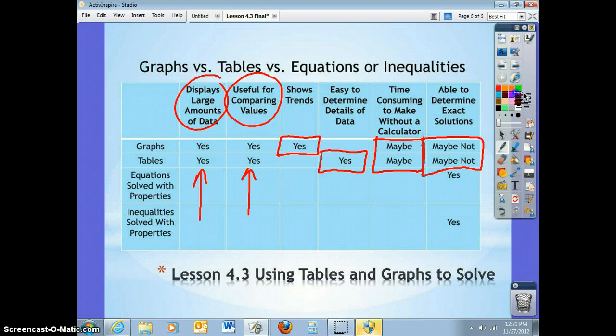But an equation does let you get the exact solution for a particular situation, okay? And that's an equation whether it be for an equality or whether it be for an inequality, okay? The equation lets you see the exact solutions. And that's basically what 4.3 is about.